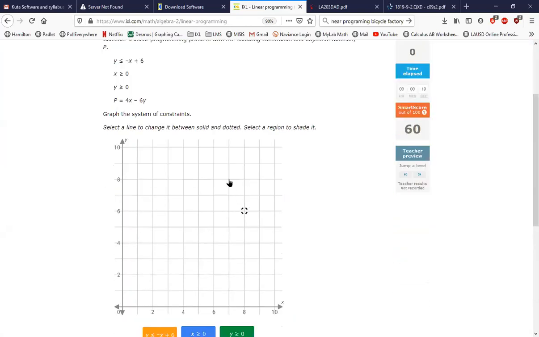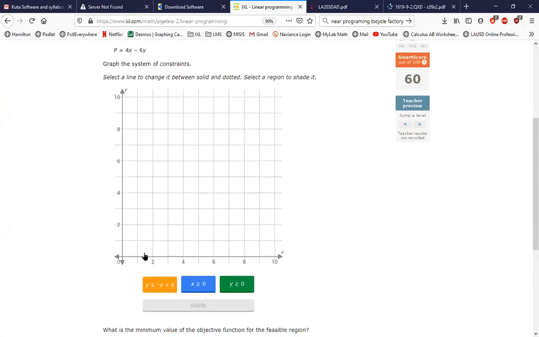Let's graph this one, okay? So my y-intercept is 6 for the first one. My slope is -1, down 1 over 1. My x is greater than 0, so when x is greater than 0, that's always a vertical line. My y is greater than 0, that's always a horizontal line at 0. And in shade, we're less than our yellow line, so we're here.